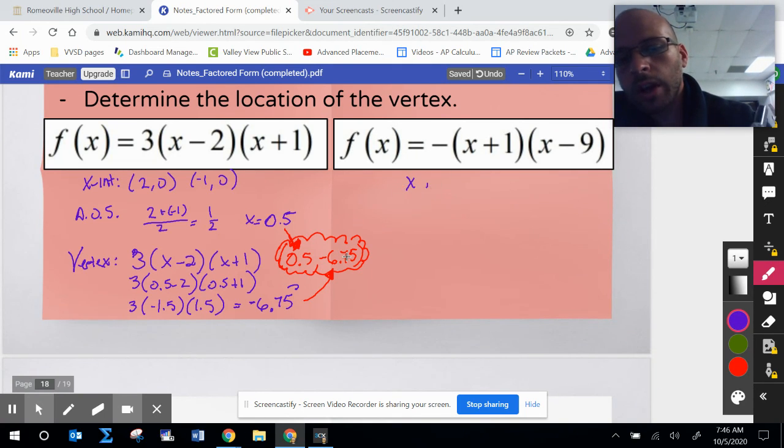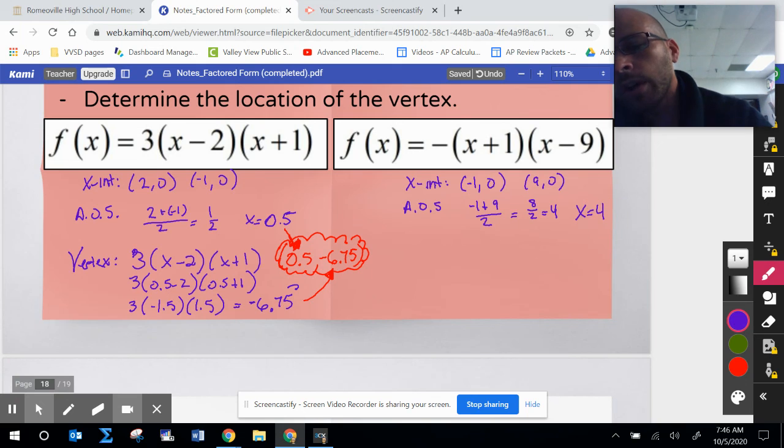Again, we start with our x-intercepts. So I know the x-intercepts could be at -1, 0, and 9, 0. We're going to find our axis of symmetry by finding the middle of those two x-intercepts. So add them up, divide by 2. Give me 8 over 2, or 4. So x equals 4.